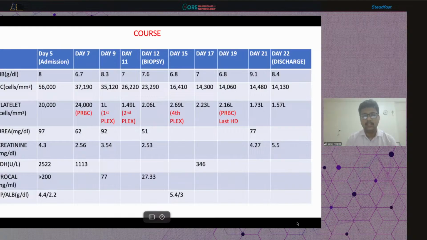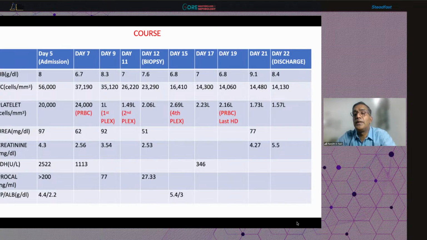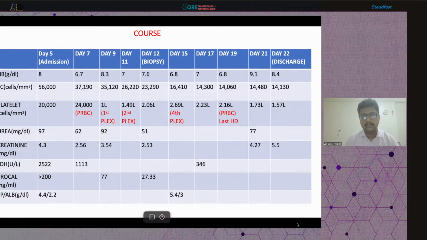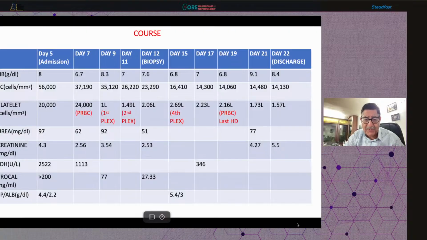Yes, sir, because there was improvement in the platelet count. What are the criteria? What are the parameters that you are looking for when you start Plex for a patient? No, I just put it, Ranjith, again. If you look at the first Plex, it is given when the platelet count has already become 1 lakh. Yes, sir. When the platelet count has already recovered, what was the use of giving Plex?